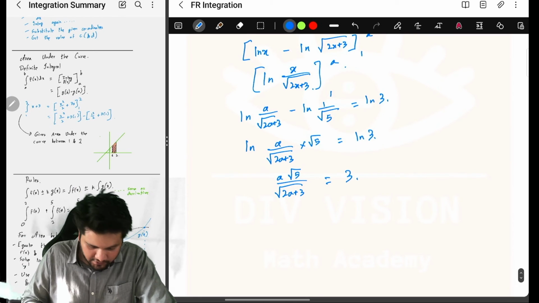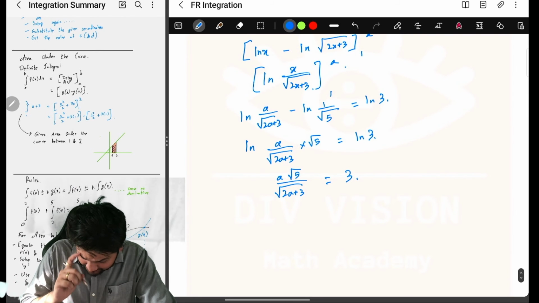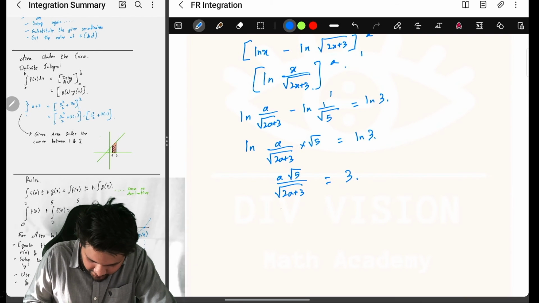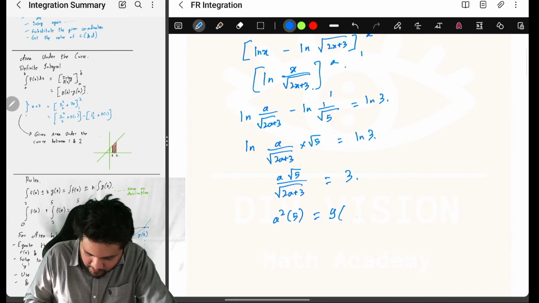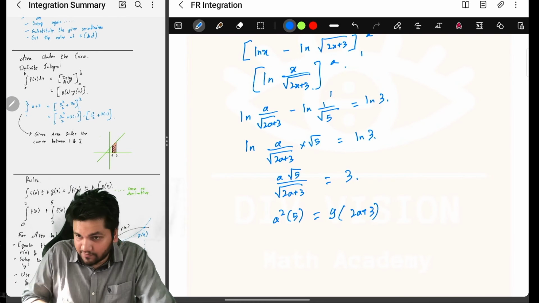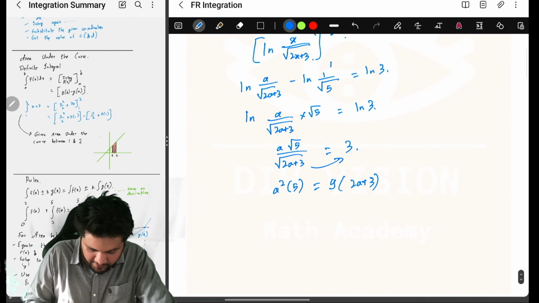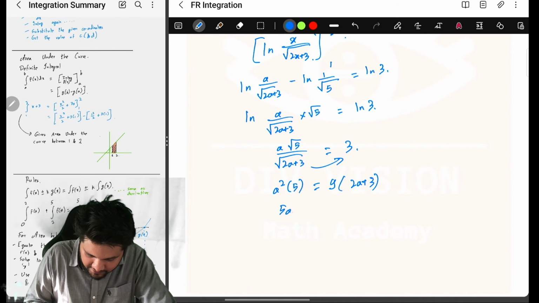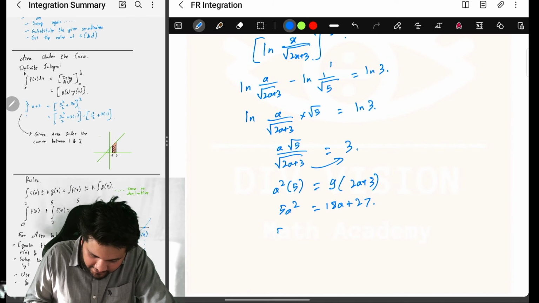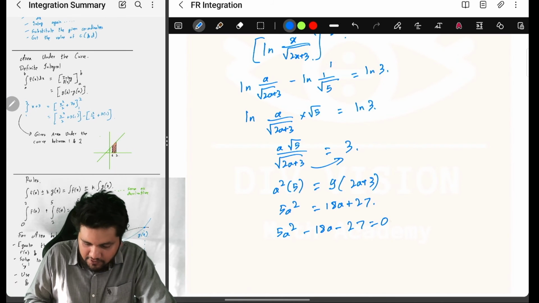Just take ln on both sides that way. And finally, I'll square it and make a quadratic equation. So I'll get a square into 5 is equals to 9 into 2a plus 3. I just squared it and shifted everything on the right hand side. So it's going to be 5a square is equals to 18a plus 27. And that in turn will give me 5a square minus 18a minus 27 is equals to 0.